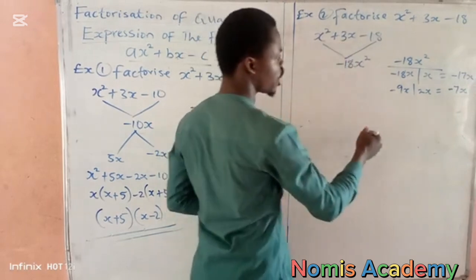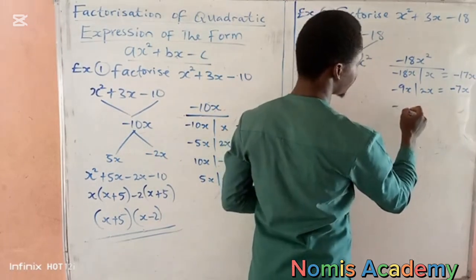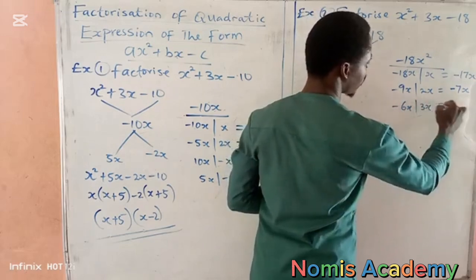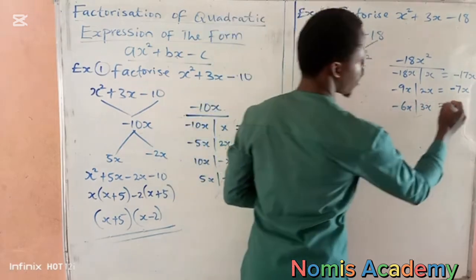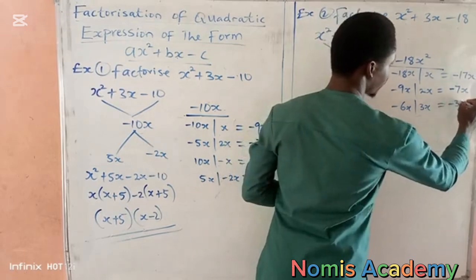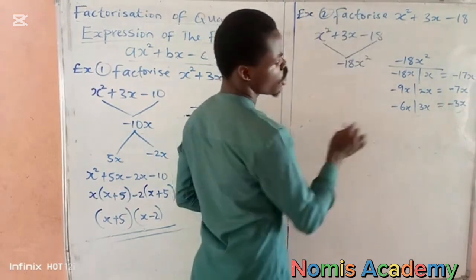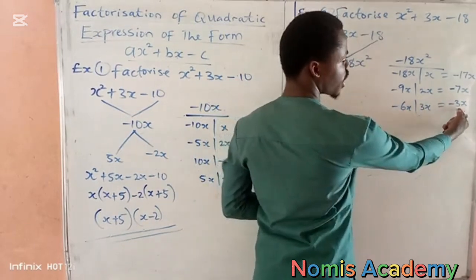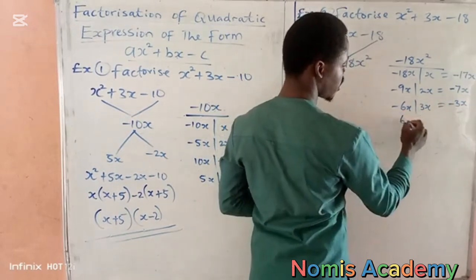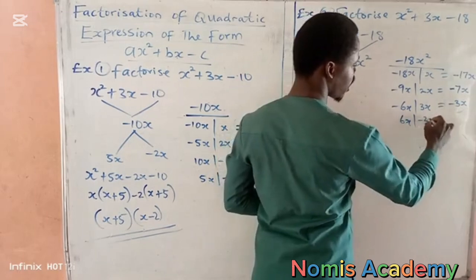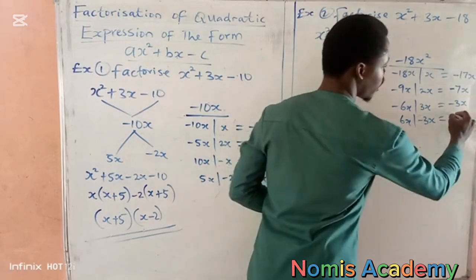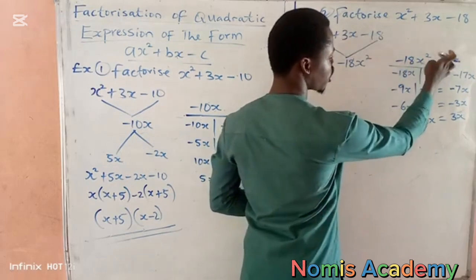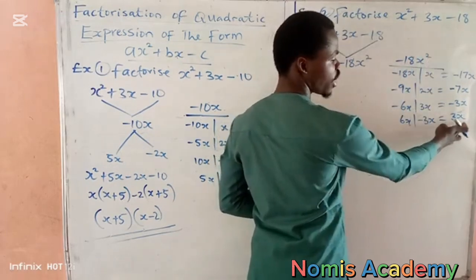We still go for that to check other things. Minus 6x and 3x. And that will give us what? Minus 3x. The sum is minus 3x. So you can now see if we negate these two, definitely we are going to get 3x. So let's negate it. 6x and minus 3x. And that will give us 3x. So the product of this and this will give us minus 18x squared, while the sum will give us 3x.